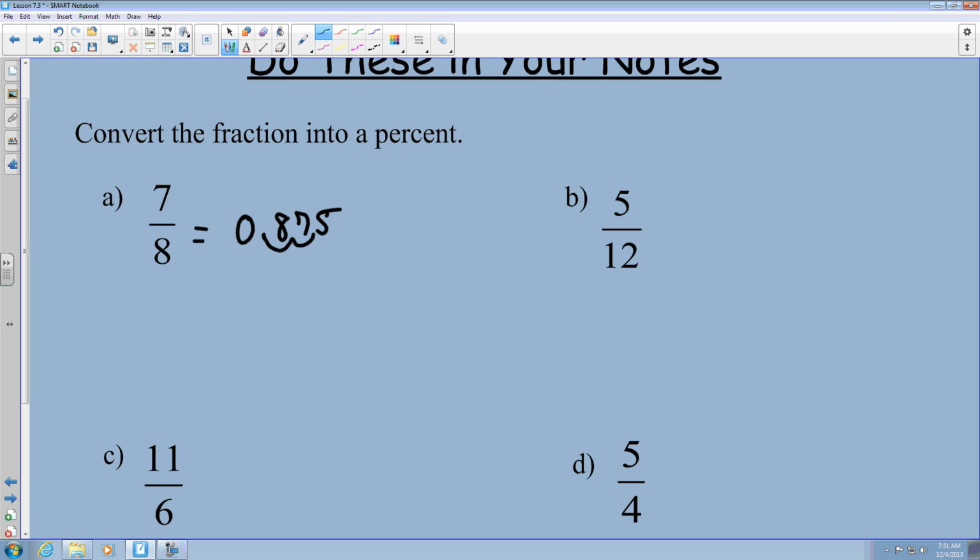I have to move this 2 units to the right. So this equals 87.5%. 5/12 written as a decimal looks like this. It's 0.416, and here's the repeating sign. So when I convert this, it's going to be 1, 2, so this is going to equal 41.6 repeating percent.